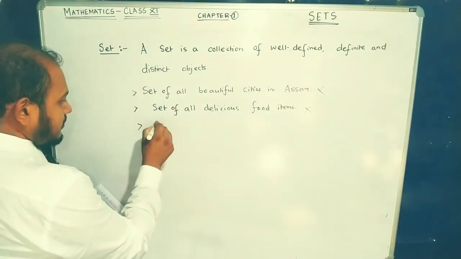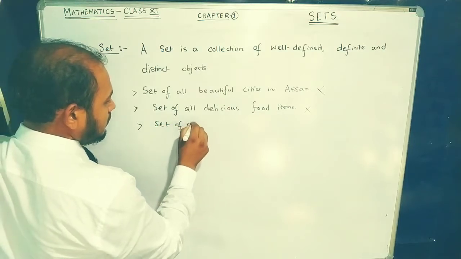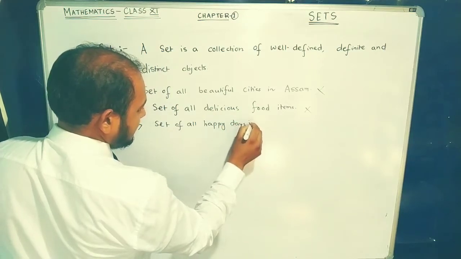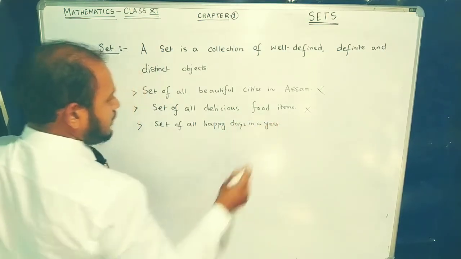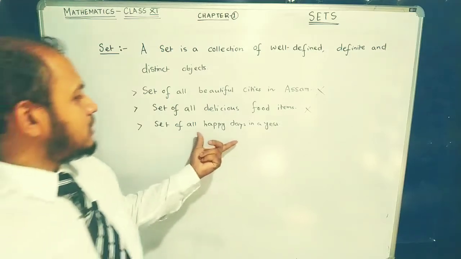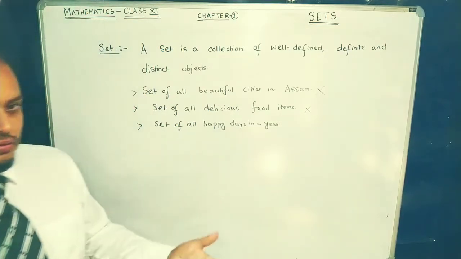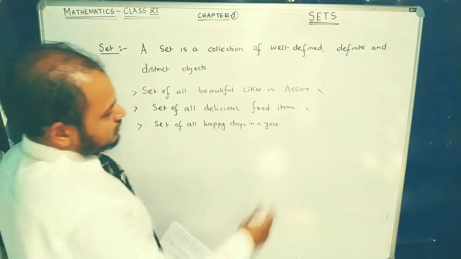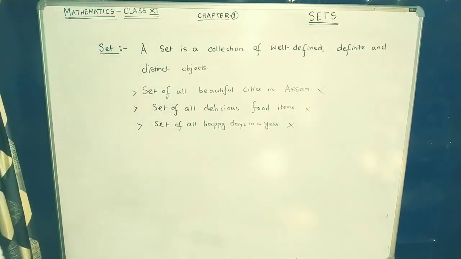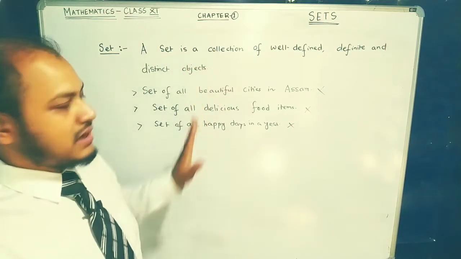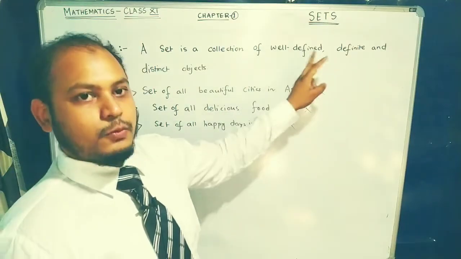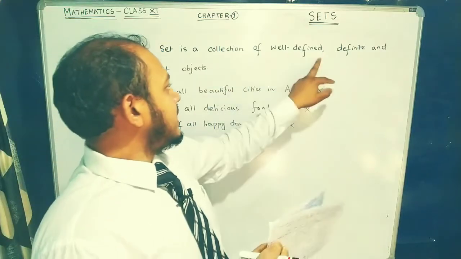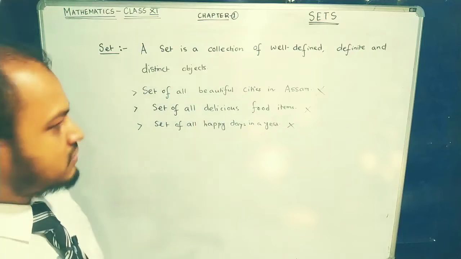Another example, set of all happy days in a year. Again this is another example. You cannot say which day is happy in a year and which day is sorrowful or not happy. So this is again another example which is not a set. So we see that a set is always nothing but a collection of well defined. It has to be well defined. You have to define it mathematically, or it has to be logically correct. Well defined, definite and distinct objects. This is known as set.